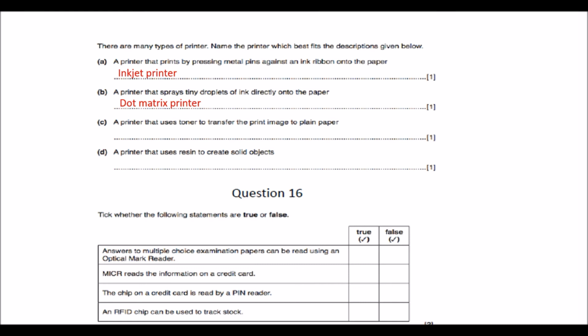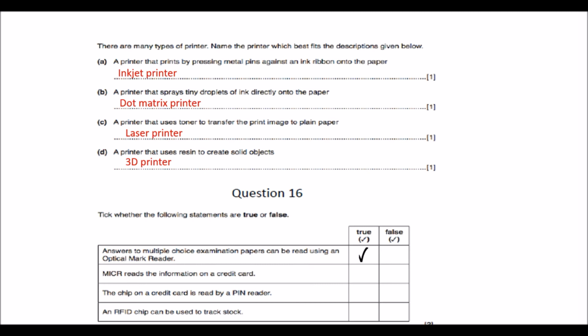Then a printer that uses toner. Immediately you see toner, that one is a laser printer. Then immediately you see a solid object, that one is a 3D printer. Now, next question says, state whether the following statements are true or false. So answers to multiple choice examination paper can be read using an optical mark reader. For sure, this is true.